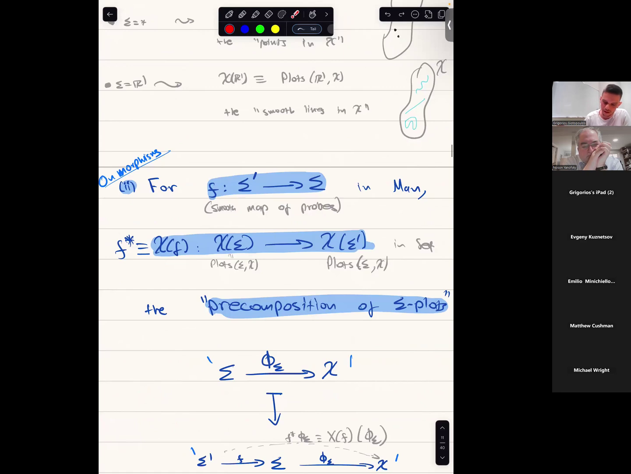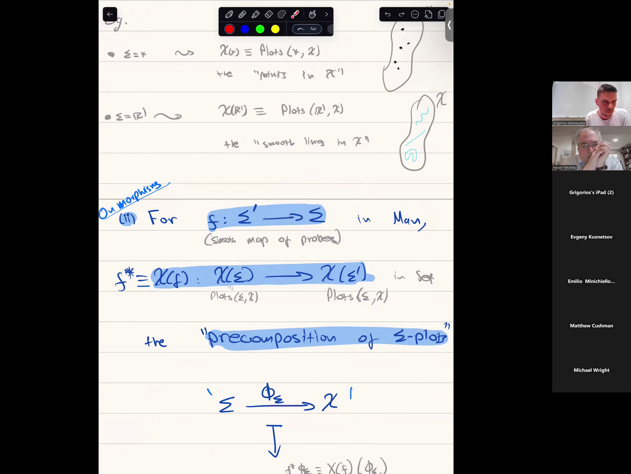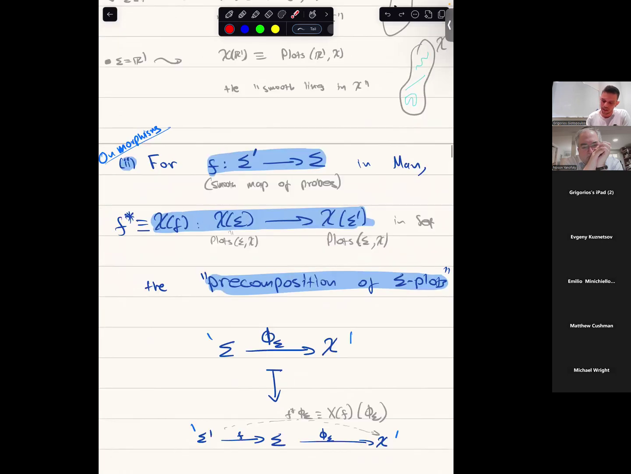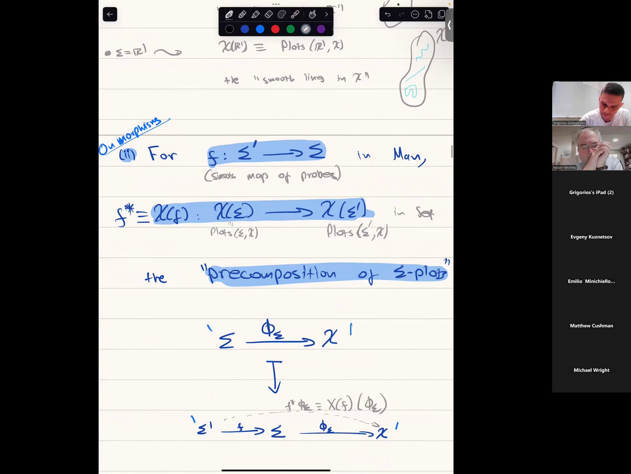Okay, briefly on morphisms, then, what does this functor do? How do I interpret it? Well, for any map of probes, a smooth map of manifolds, where we know what smoothness means in the standard sense of manifolds, this is a contravariant functor, so it assigns a map in the opposite direction. The way you interpret this is that it describes precomposition of sigma-shaped plots. So if I have a map from sigma prime into sigma, then I get a would-be pullback map from sigma-shaped plots in X to sigma prime plots in X.